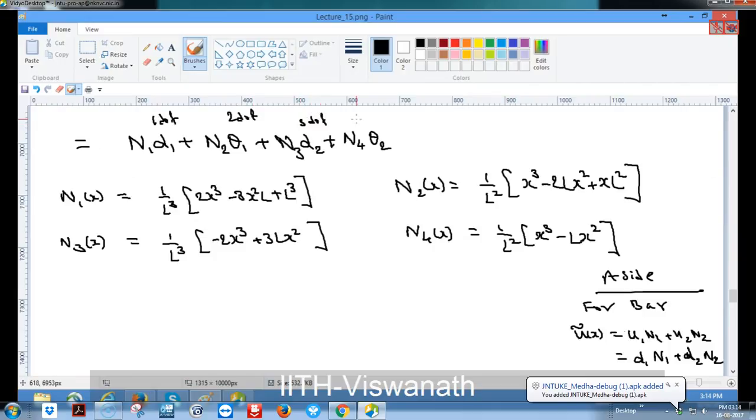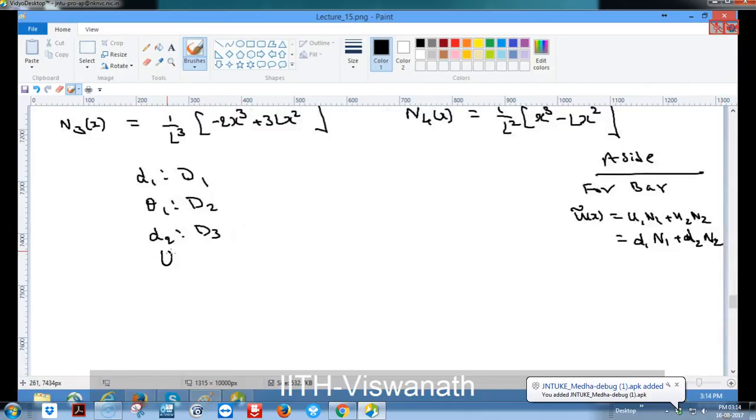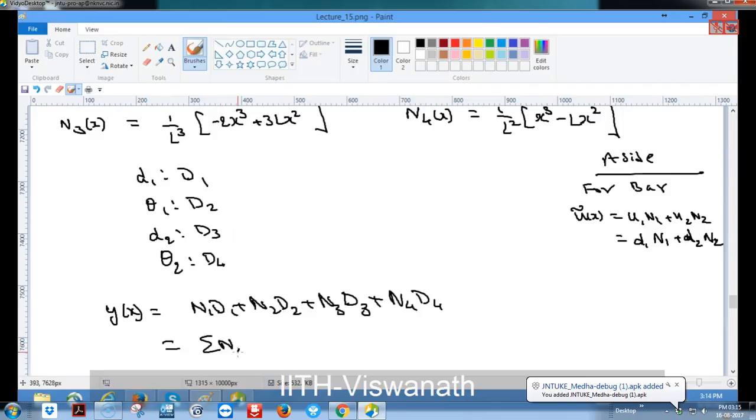This is the third degree of freedom. This is the fourth degree of freedom. So if I rewrite d1 as D1, theta 1 as D2, d2 as capital D3, which are my generalized degrees of freedom, and theta 2 as D4, I can write my y of x in this case as n1 D1 plus n2 D2 plus n3 D3 plus n4 D4, or simply summation n_i D_i, i equals 1 to the degrees of freedom for the given element.